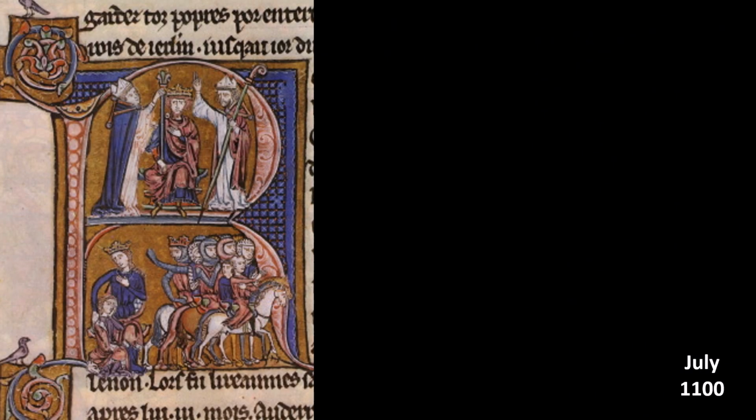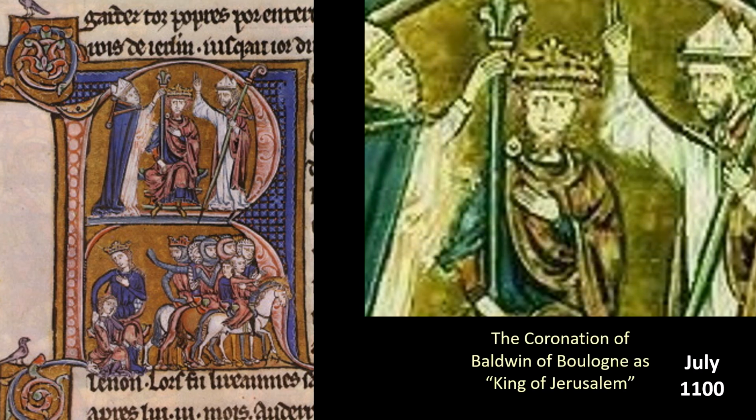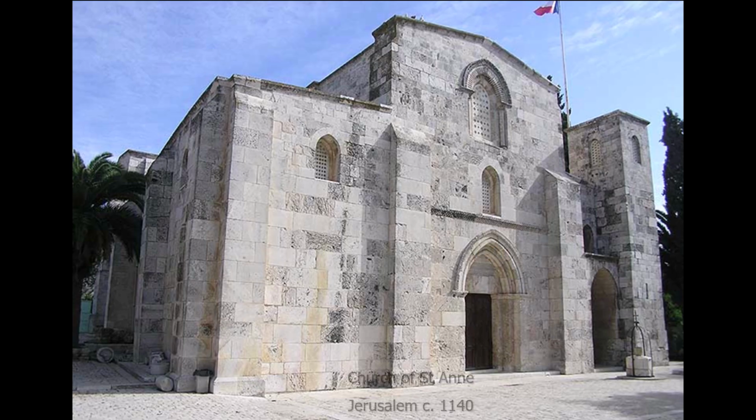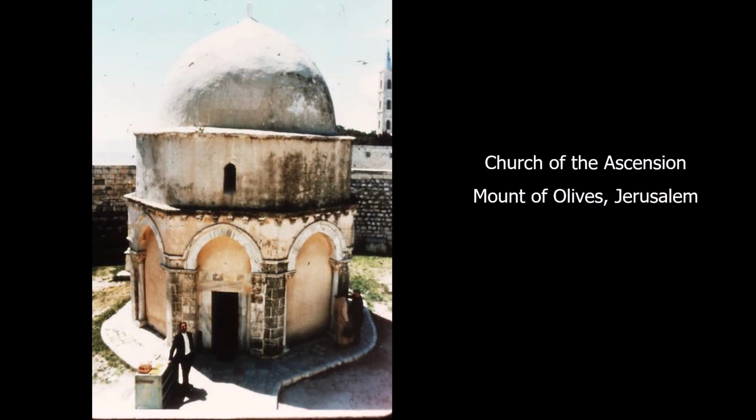Instead, he preferred to be called protector of the Holy Sepulchre. However, upon his death in July 1100, his brother Baldwin succeeded him, and he took on the title King of Jerusalem. There is still a lot of evidence of the Crusader impact on Jerusalem in the buildings there today.